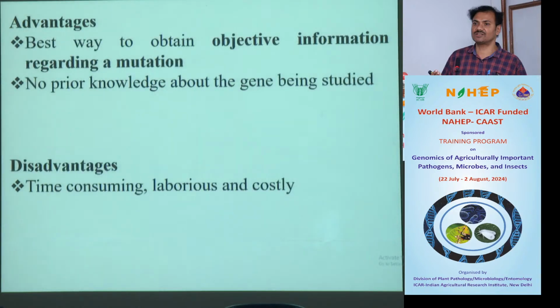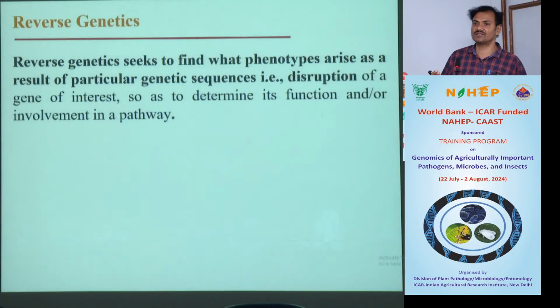It has its own advantages. It gives objective information regarding a mutation. Objective means unbiased, so you can clearly pinpoint the reason. And you don't need any knowledge about the gene. It also has its own disadvantages. As I already told, in random mutagenesis you have to screen a large number of mutants, and that is very laborious.